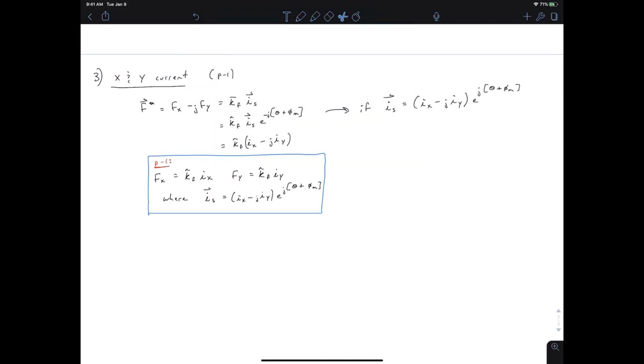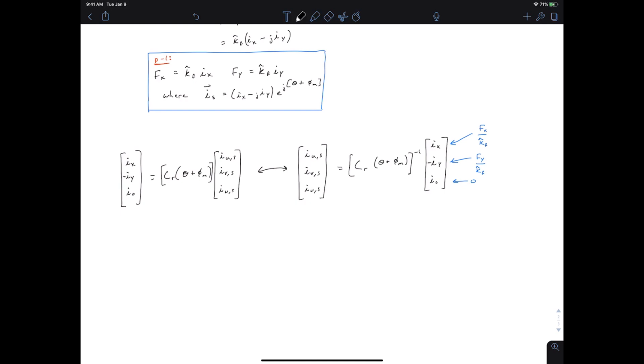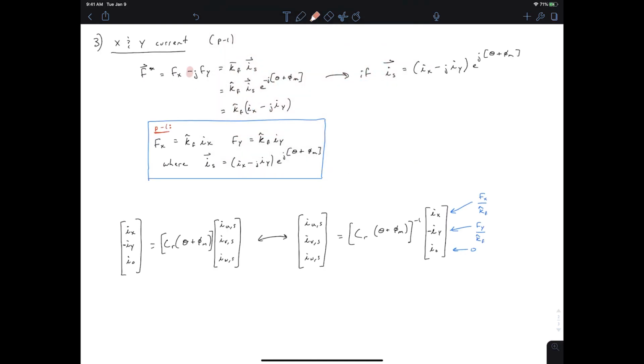And we can carry this negative term through in our current transformation, or in our dq transformations as well. And we'll highlight these negative signs to make it clear in the notes.